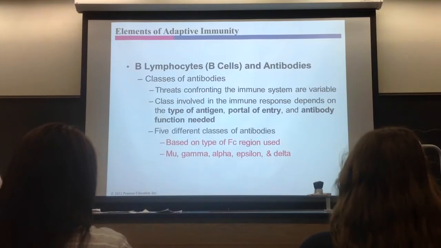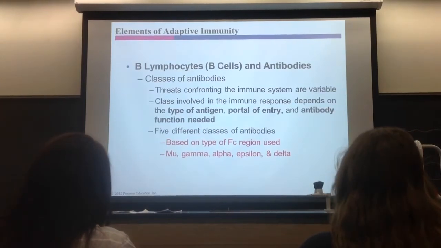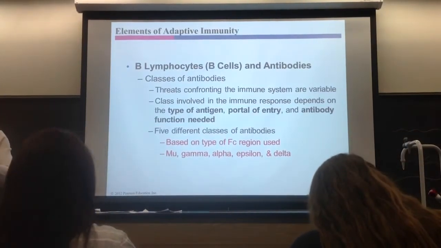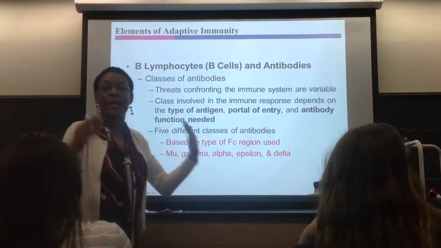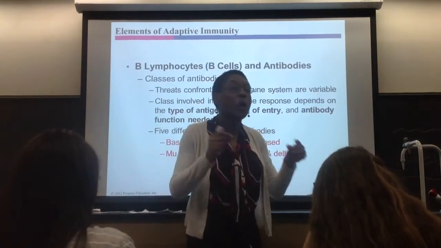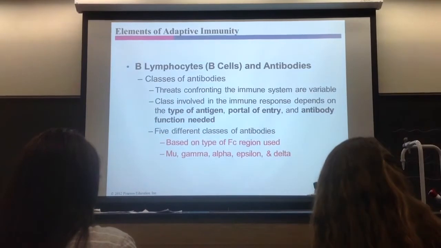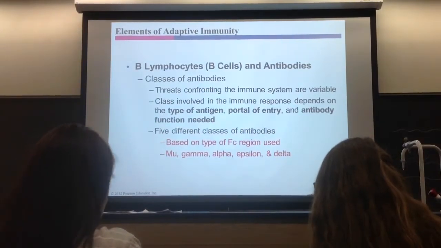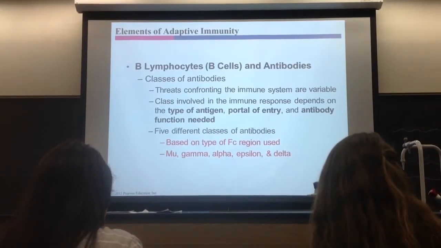Remember last week we talked about different ways antibodies can work. I will know all those ways, right? Whether it's agglutination, opsonization, neutralization, all that stuff. Know that, okay? Those are ways antibodies can attack and take out what? Antigens. Right? Now here are your 5 classes of antibodies, okay?